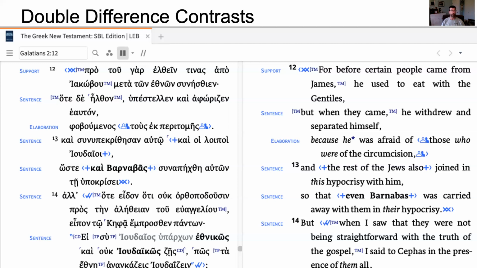But that information then becomes the basis or frame of reference, in a very loose sense, for the processing of verse 12b. But when they came, and notice you don't have another statement about who the "they" are in the verb "came", that's the thing that changes everything in terms of his behavior, leading to his withdrawing and separating himself. And then that in turn serves as the basis for Paul's response in verse 14. And that's the whole reason he's telling the story.